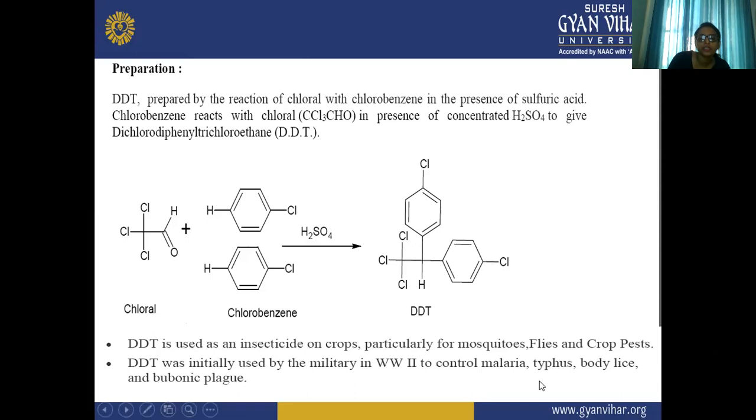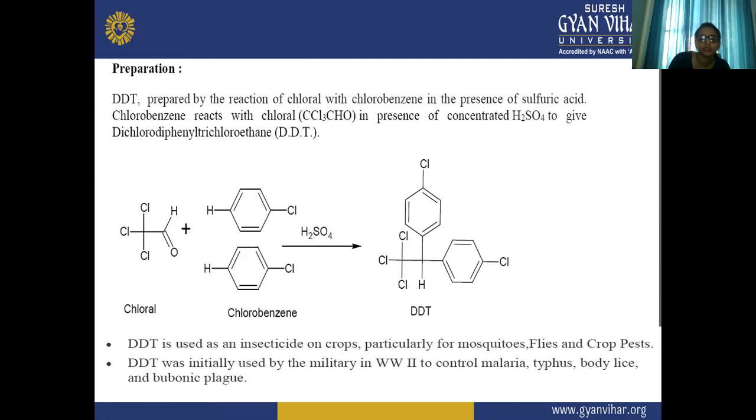So here DDT is used to kill the insects which harm the crop. It is particularly effective on mosquitoes, flies, and crop pests that harm the crops. So DDT kills them.